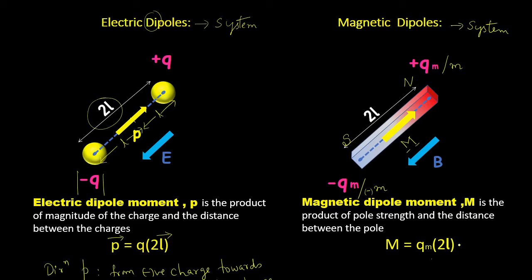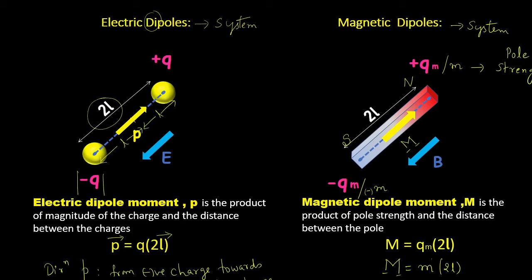So 2l is nothing but the magnetic length. The distance between the poles is also called the pole length. Either you can write this formula, or in most textbooks they use the notation m. So we can write it as m into 2l, where small m is the strength of the pole, or pole strength. And capital M is nothing but the magnetic dipole moment.